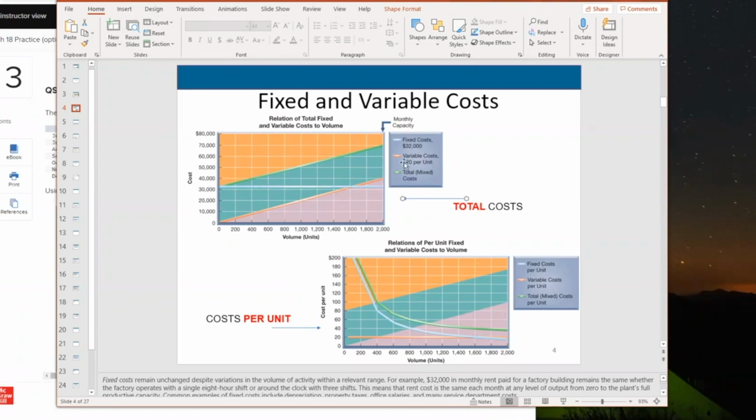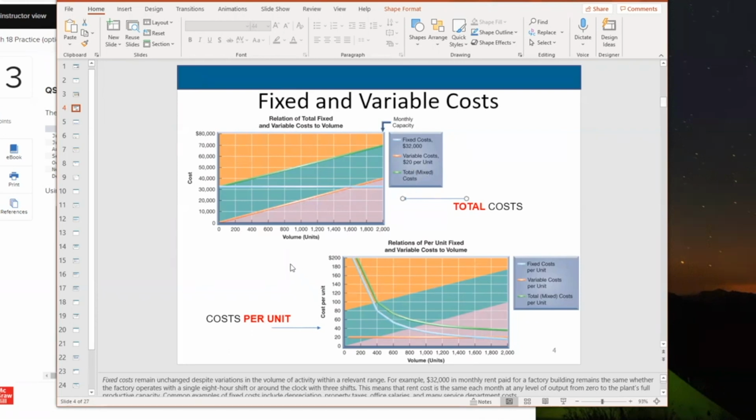Now, variable costs are in the orange line here. As you can see, if we produce no units, then we don't have any variable cost. Now, variable cost is direct materials, direct labor, and your variable overhead. But the more we produce, obviously, the more we have to spend to buy those materials, pay for the labor, etc. So those go up as our volume increases, as the more we produce. However, per unit is a whole different story.